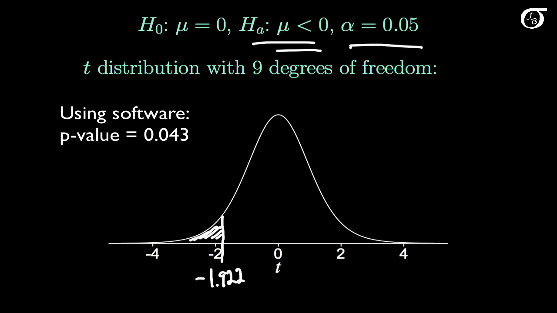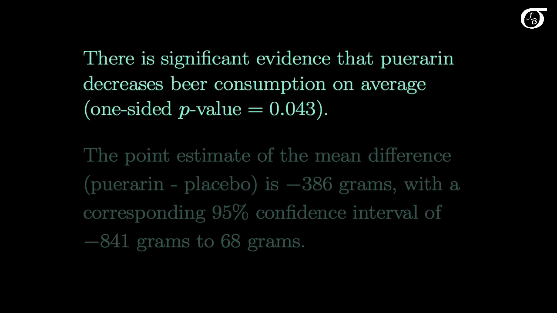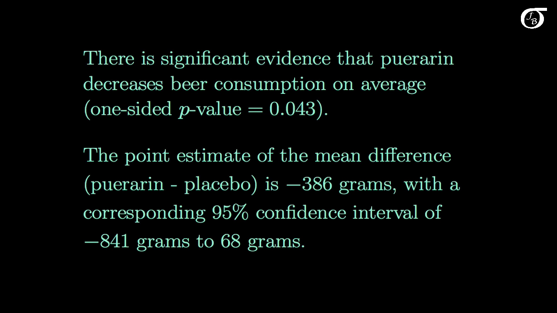But what does that mean in the context of this problem? It means there is significant evidence at the 5% significance level that puerarin decreases beer consumption, with our one-sided p-value of 0.043. Since this was a well-designed and randomized experiment, this gives evidence that puerarin actually causes a reduction in alcohol consumption. The point estimate of the mean difference in consumption is approximately minus 386 grams, which was about 1 beer.